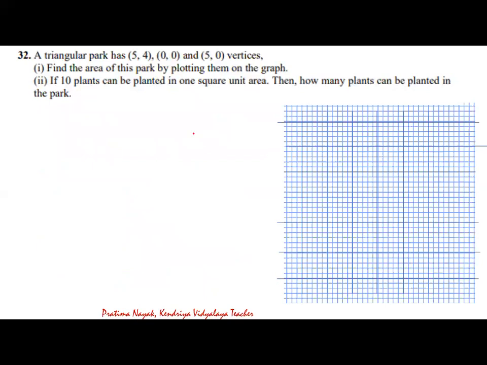The triangular park has vertices (0, 0), (5, 0) and (5, 4). Find the area of the park by plotting them on the graph. If 10 plants can be planted on a square unit area, how many plants can be planted in the park?